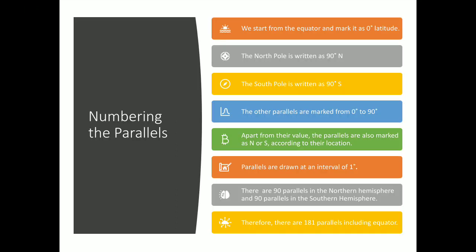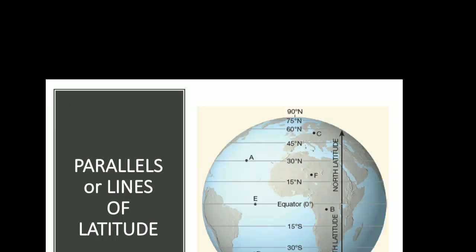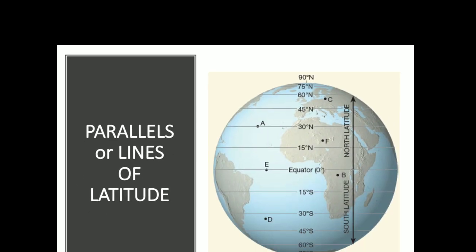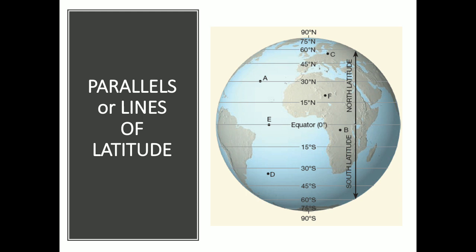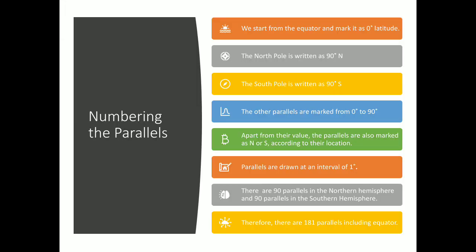The North Pole is written as 90 degree north. Just have a look. So this is 90 degree north, and the south is 90 degree south. So the North Pole is written as 90 degree north and the South Pole is written as 90 degree south.